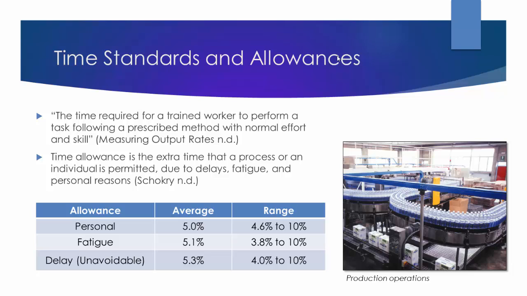So for example, in this picture, say if a water bottle fell over and the production line stopped, well, that's unavoidable, and that is a possibility for something that we need to take into account, something we need to consider when we're doing time studies.